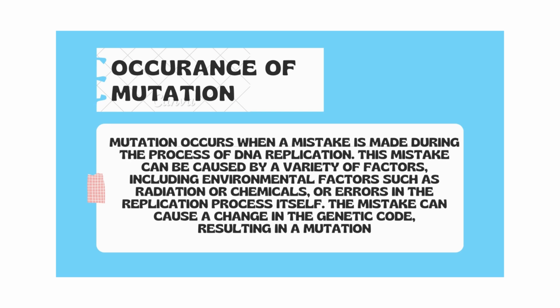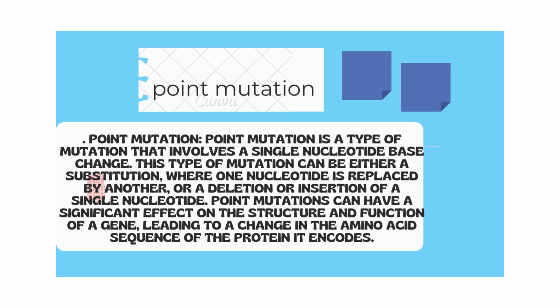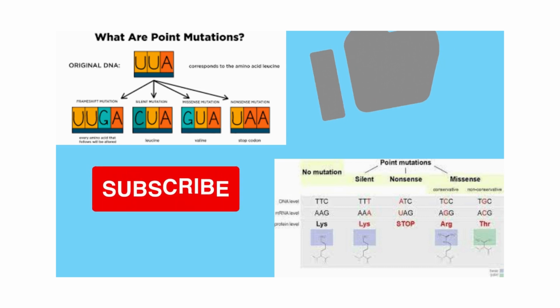2. Frameshift mutation. Frameshift mutation is a type of mutation that occurs when a single nucleotide is inserted or deleted from a gene sequence. Other types of mutation.